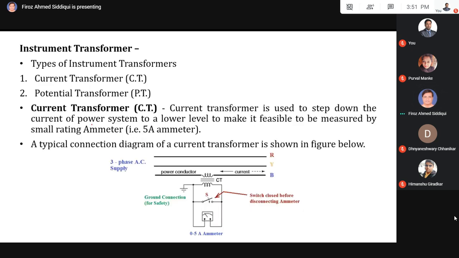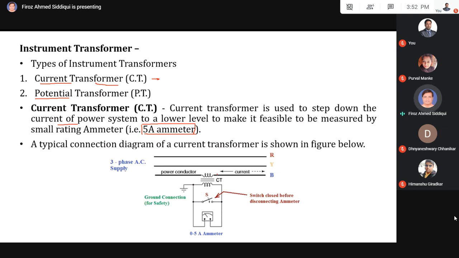Let us see. There are two types of instrument transformer. One is current transformer and another is potential transformer. So in order to measure the current, we need to step down the current. To step down the current, we use this current transformer, and to step down the voltage, we use the potential transformer. Current transformer is used to step down the current of the power system in this range, in 5 ampere range, so that we can use the ammeter which is available with us to measure it.